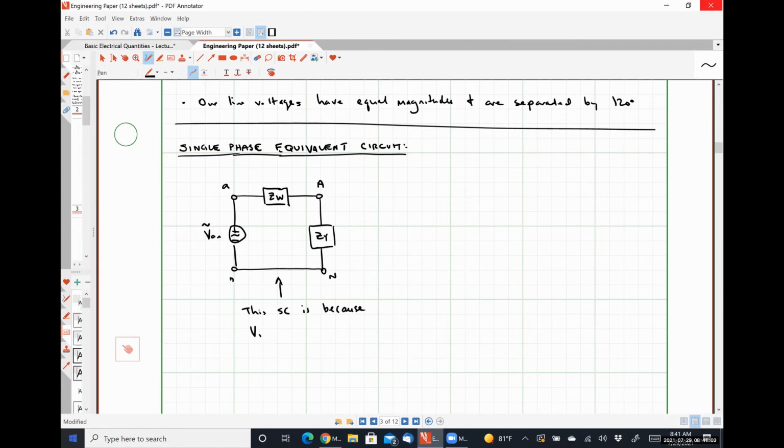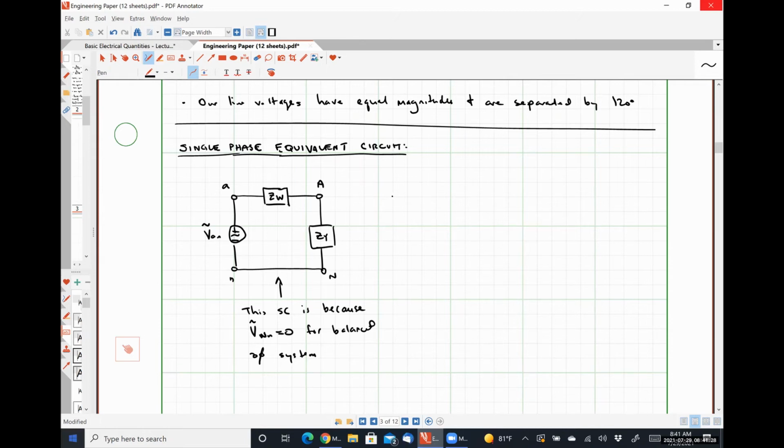So this short circuit is because V capital N lowercase n is equal to 0 for a balanced three-phase system. Okay, so we do not carry that piece of information, whatever the neutral wire impedance was, through our calculations, because it'll actually wind up messing things up.